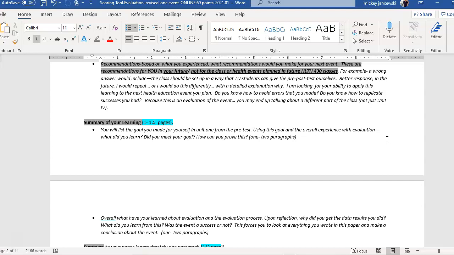If your goal was about ethics, you can still answer this question about ethics. Do not change your goal. So this is asking you what your goal was from Unit 1 for this unit, and then think back over what we did and what you learned. If your goal is for ethics, but you still want to talk about evaluation, then talk a little bit about ethics and a little bit about evaluation.